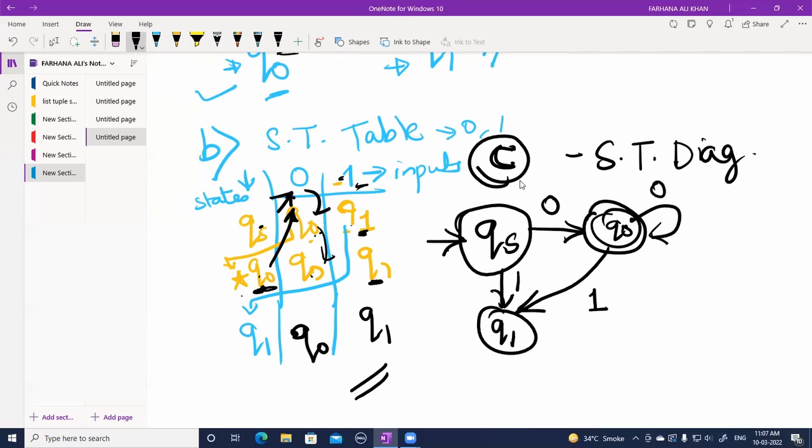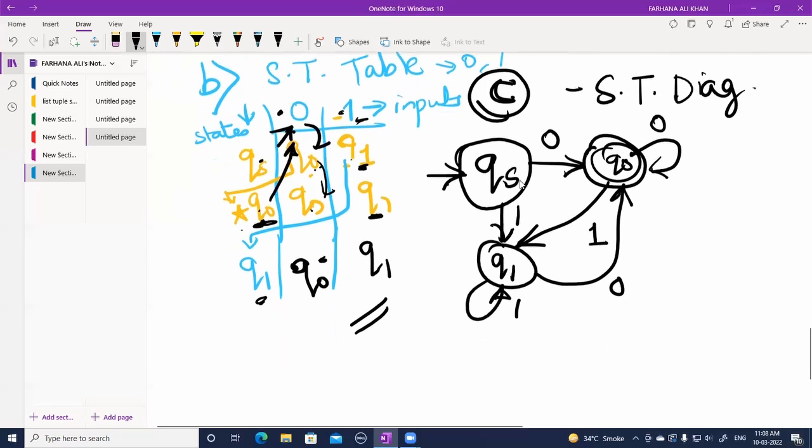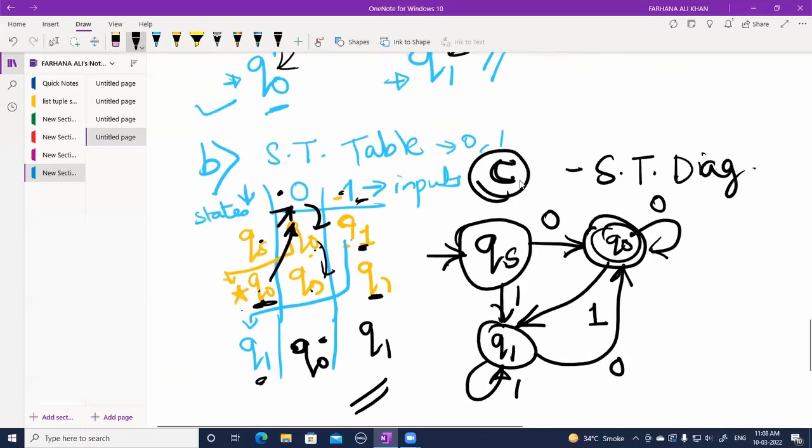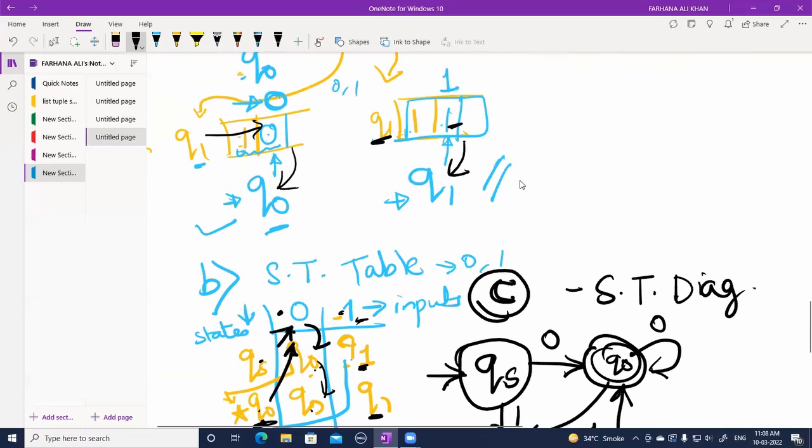Now Q1 on 0 goes to Q0. So from Q1, we are going to draw an arrow with 0. Now Q1 on 1 is going to itself, like this. So this completes our diagram because we have considered all the states. Now we will take one example and check whether our FA is correct or not. We will take one example that we have not taken previously. We had stopped the creation of the table by the table method at number 3. So suppose we take number 4.